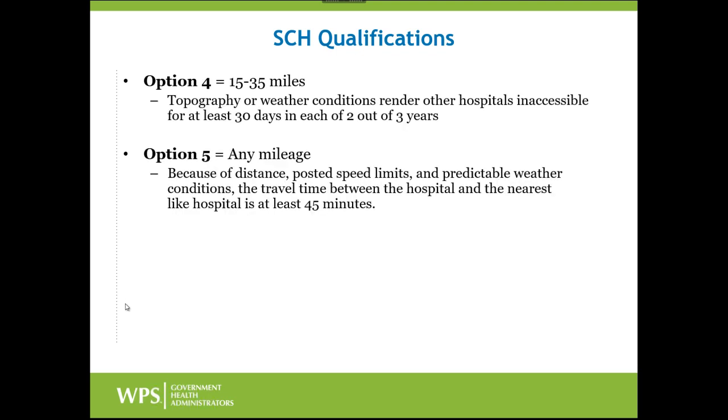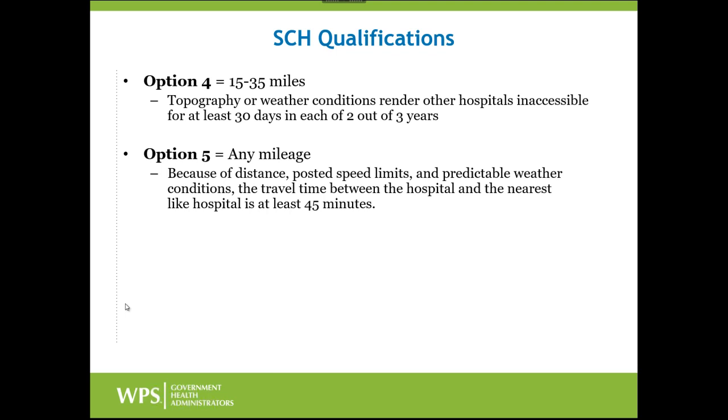Now, if you don't meet those criteria, you can go to option 4, which actually qualifies all the way from 15 to 35 miles from the nearest hospital. If you can prove that the topography or weather conditions rendered other hospitals inaccessible for at least 30 days in each of the 2 out of 3 years, then you can qualify as a sole community hospital without needing to prove service area, bed size, or anything like that.